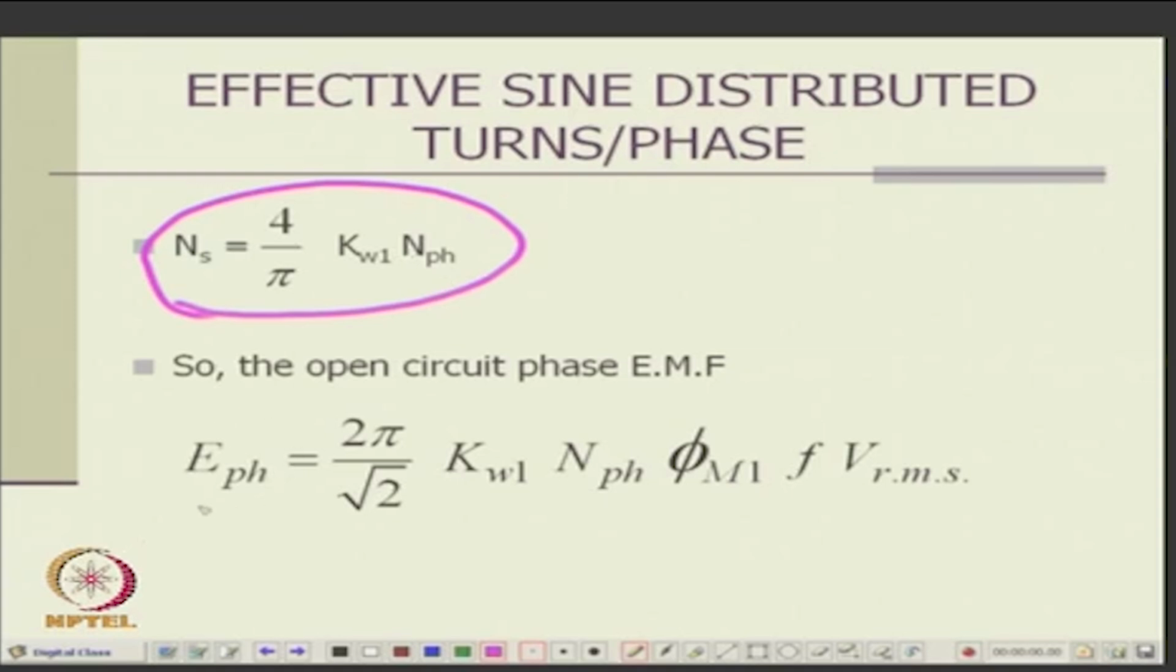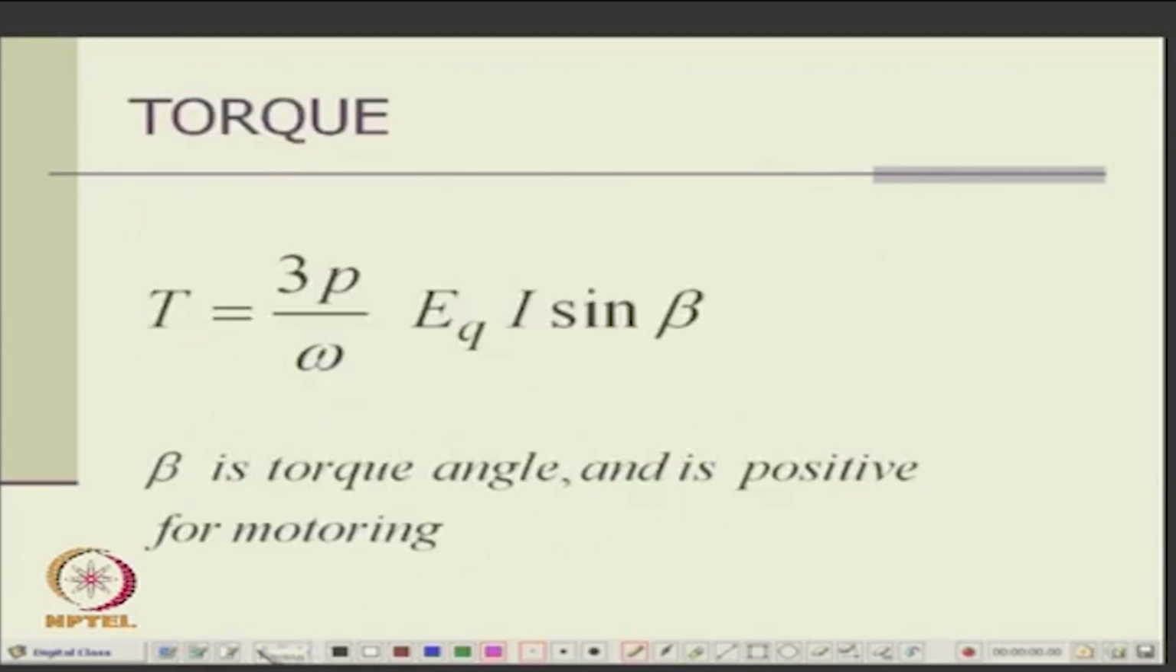And you know that the effective turns will be 4 by pi k_w into the number of turns per phase. So, the open circuit voltage, how much voltage is induced by the flux per pole due to the magnet, will be 4.44, that is 2 pi by root 2, times winding factor into number of turns per phase into frequency. You are aware of this. So, this much voltage is induced, and this is the flux per pole, that is phi m.